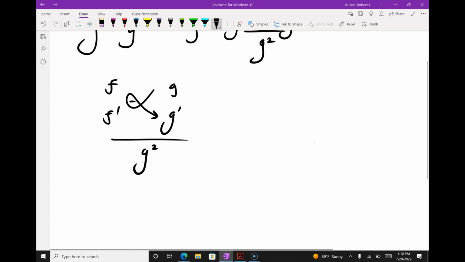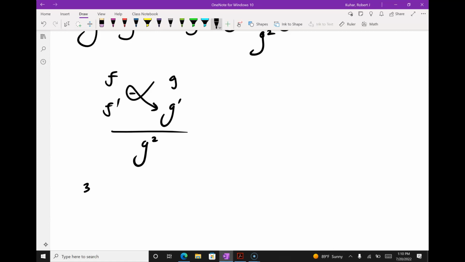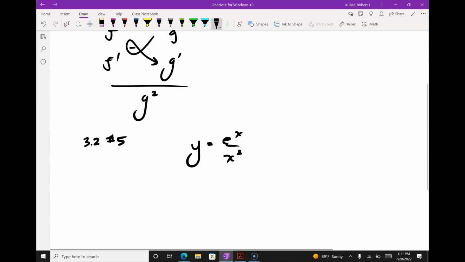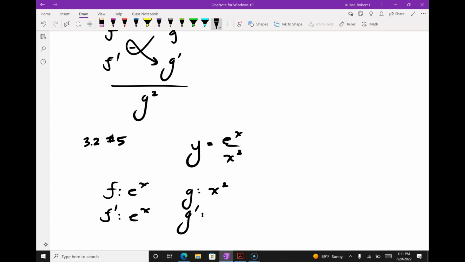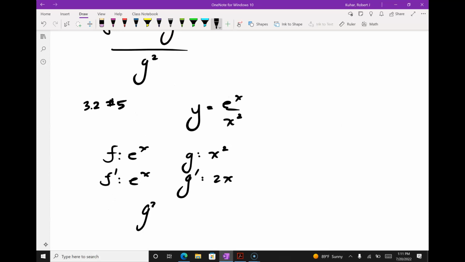So this is number 5 in the book. I've got y equals e to the x over x squared. So our upstairs function is e to the x. What's the derivative? Good. The downstairs function is x squared. What's the derivative? Good. And the downstairs function squared is x squared squared, or x to the 4th.